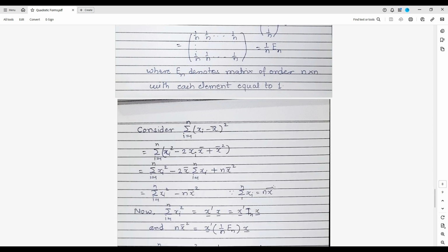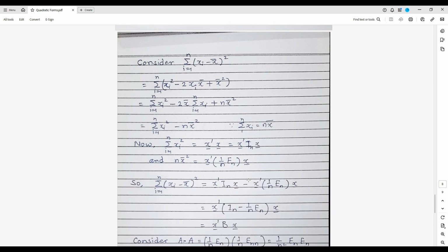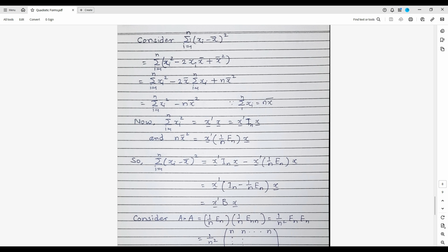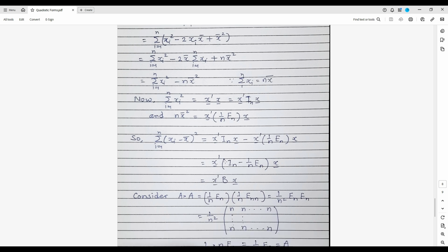Similarly, the sample variance, summation xi minus x bar whole square, can also be written as a quadratic form. So what we are doing is we are expanding this. We get summation xi minus x bar whole square as summation xi square minus n times x bar square. Now n times x bar square we have already written as a quadratic form. So let us consider summation xi square. Now summation xi square is simply x prime x, which is nothing but x prime identity matrix of order n into x. So the sample variance becomes a quadratic form wherein the matrix of the quadratic form is capital B, which is equal to the identity matrix minus 1 by n times the matrix of ones.